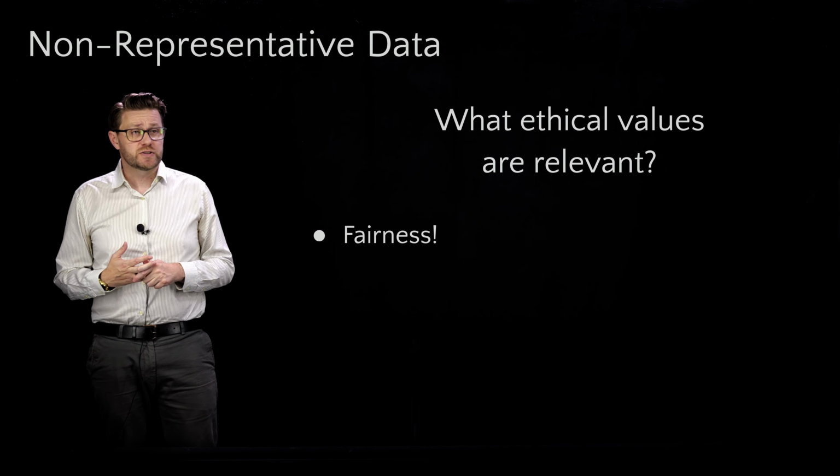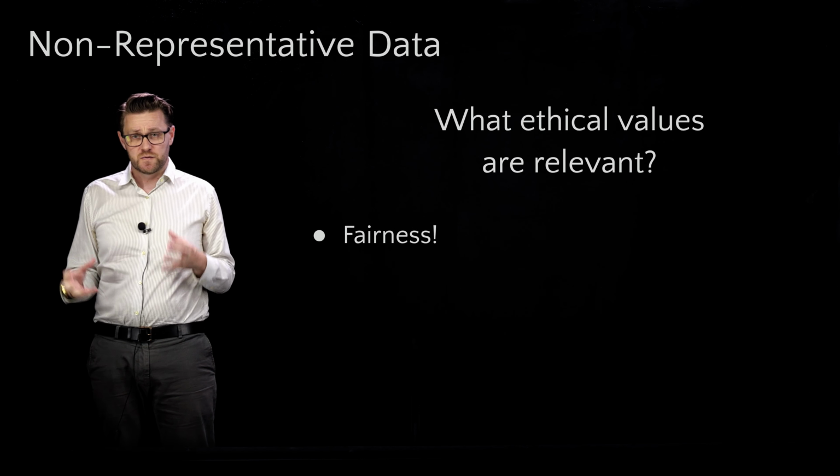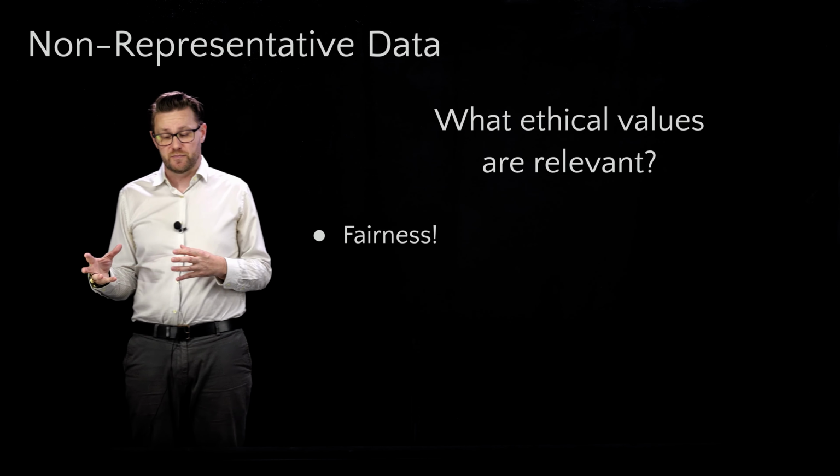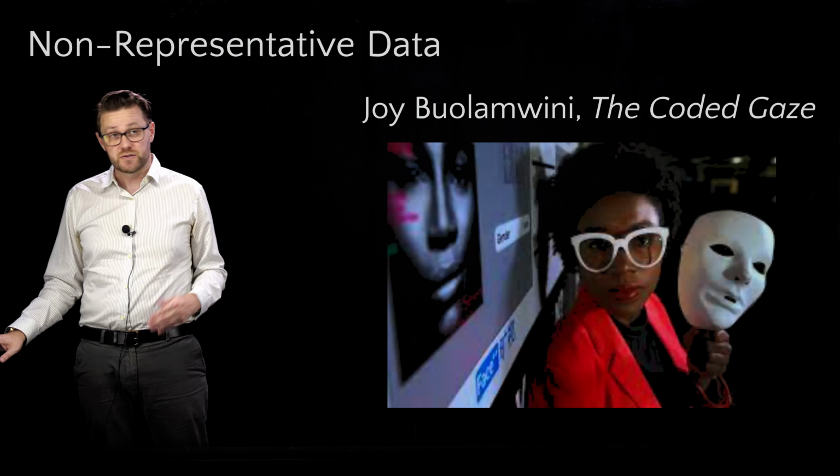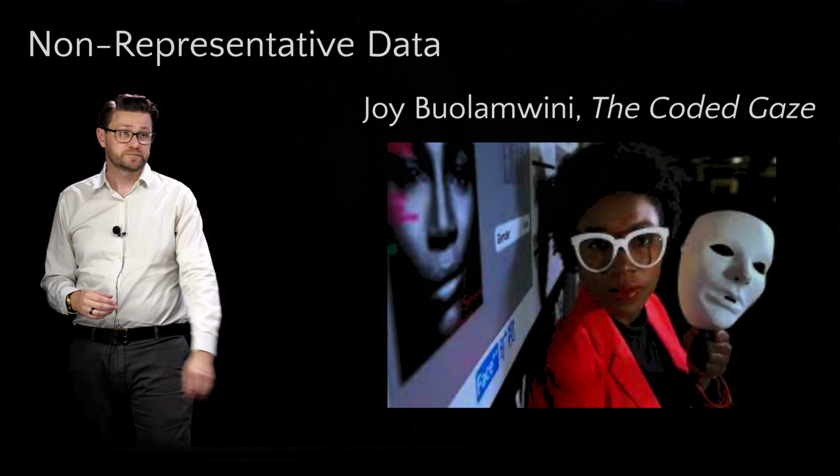Okay, next question. Ethical values are relevant. That's a pretty easy one in this case. Bias and fairness are enemies. If you have a lot of bias, that creates unfairness. And so that is the value that's on the line here.